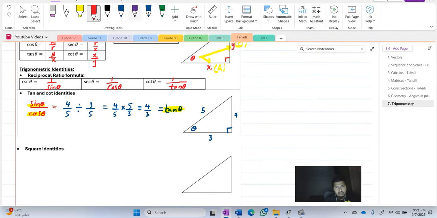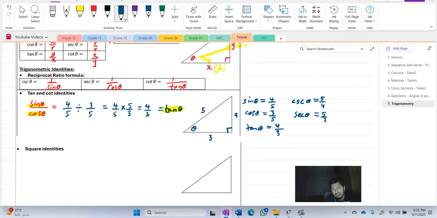If you can just write down sine, cos and tan in terms of the sides, we know sine theta is 4 over 5, cos theta is 3 over 5, tan theta is 4 over 3, and then cosec theta is 5 over 4, sec theta is 5 over 3, and cot theta is 3 over 4, the reciprocal of tan, so 3 over 4.